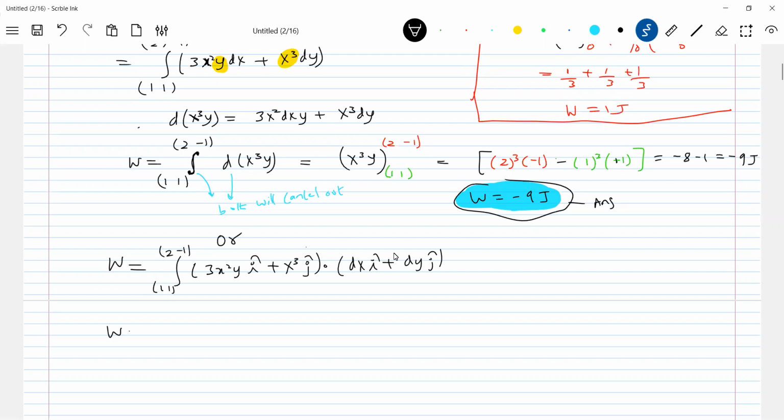So here, what is the meaning of this? You just keep it like this here. Integral of 3x square y dx plus x cube dy, from 1 comma 1 to 2 comma minus 1. Let me rearrange this one. So it is actually 3y integral of x square dx.